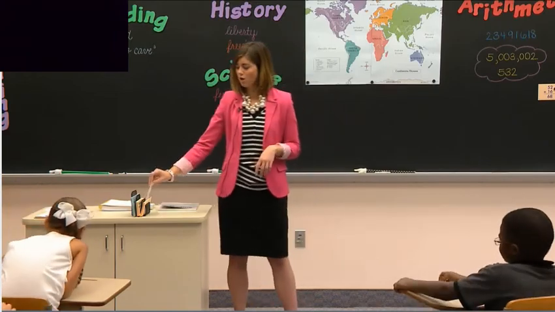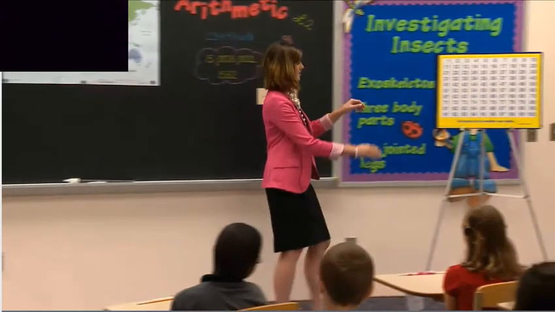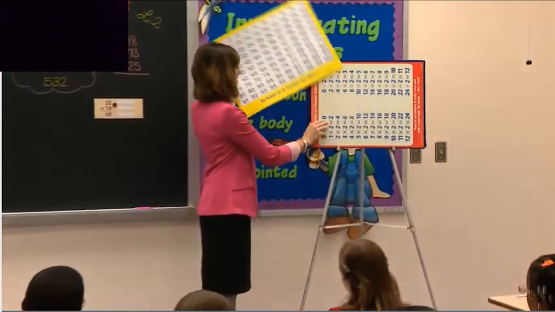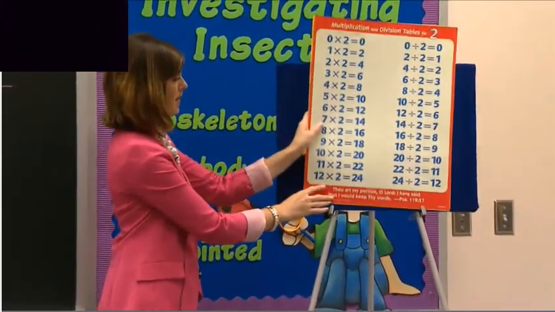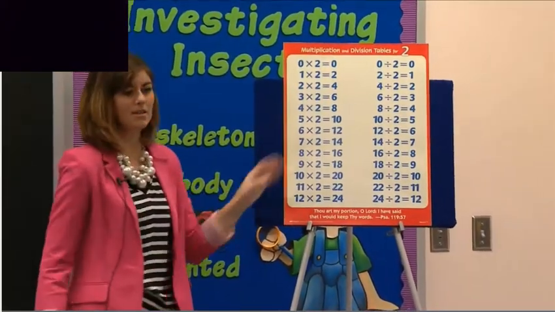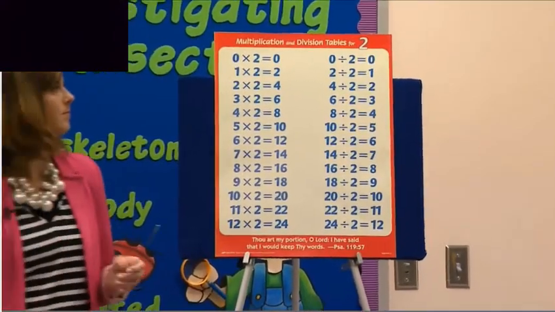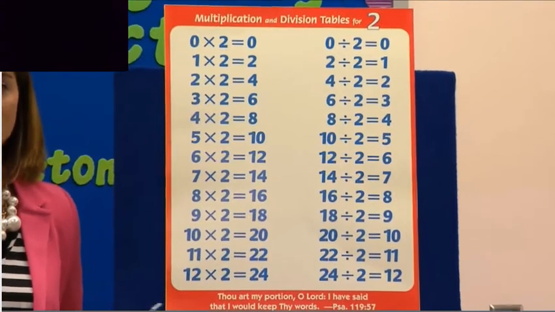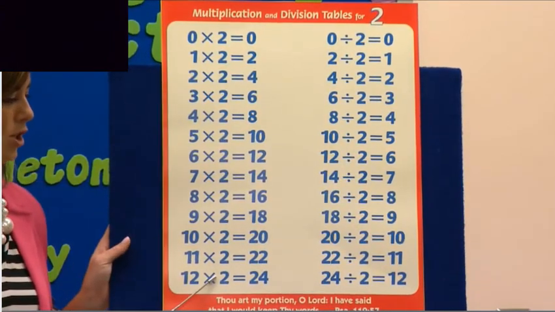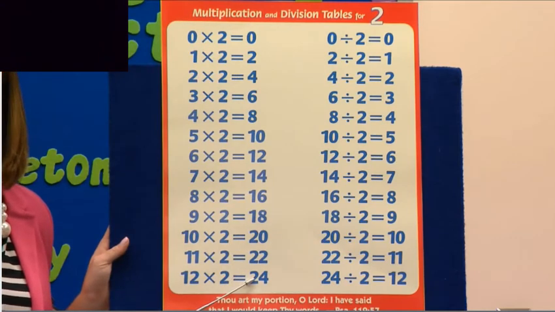Let's look over at our chart one more time. We're going to do some multiplication facts. Does anybody see a pattern with these multiplication and division facts? I see something that's the same on all of them. Emily? They all have 2's multiplying by 2. That's exactly right. We're multiplying and dividing by 2. And when we multiply by 2, you'll notice that it always is an even number.